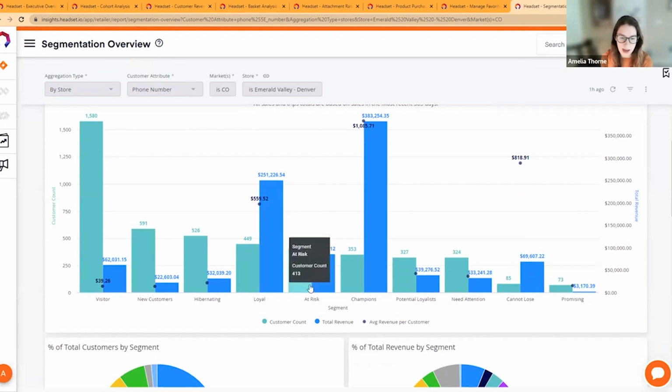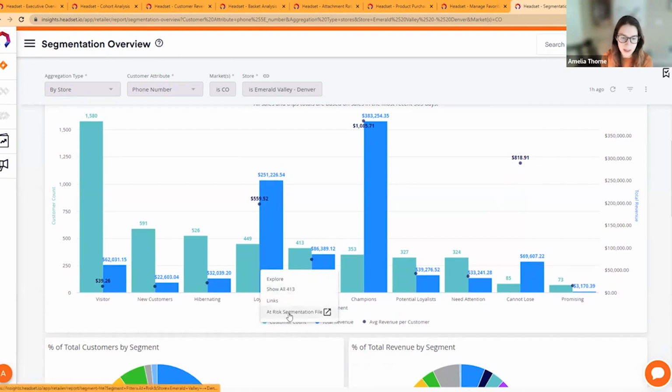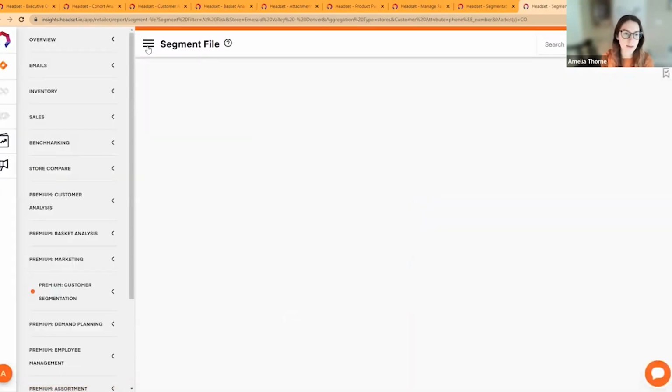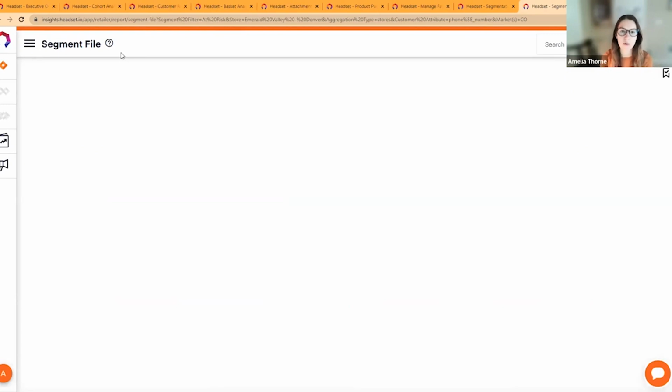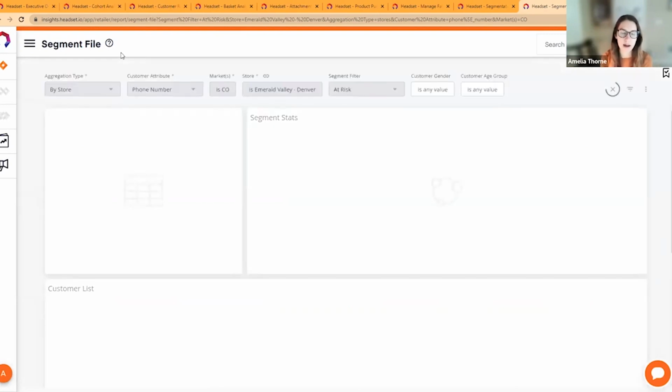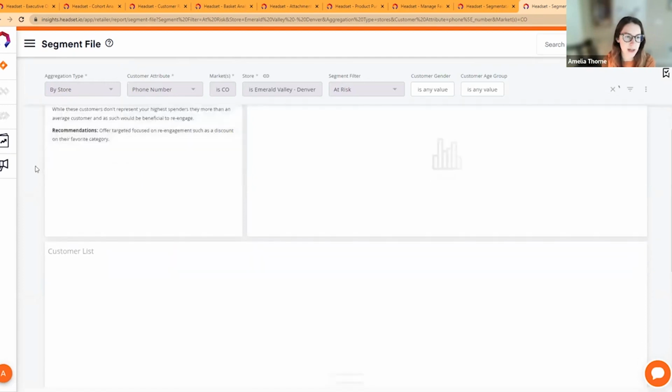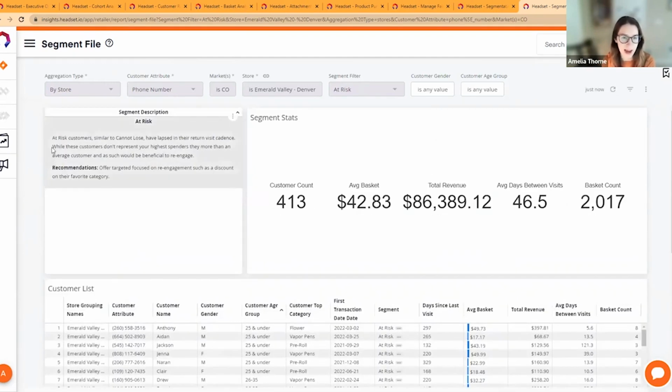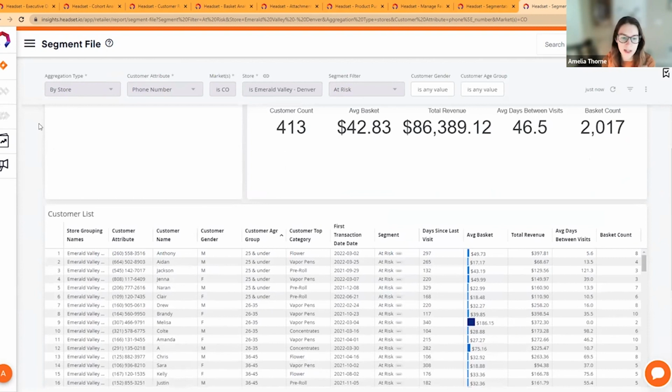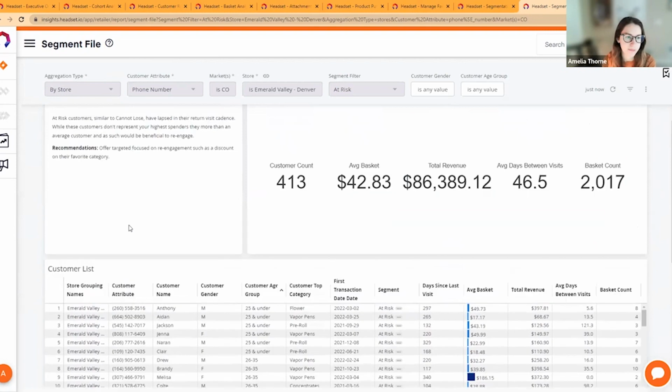So I'm going to look at risk here. I'm just going to click on the seafoam green color, and I'm going to click at risk segmentation file. This is going to take us to a file with a list of all of our customers that fall under this segment. And we'll be able to see what these people's top categories are. And we can even see all the millennial males too. So it doesn't necessarily have to be like, okay, their favorite category is concentrates. We can just look at all the millennial males and maybe target just that one very specific segment.